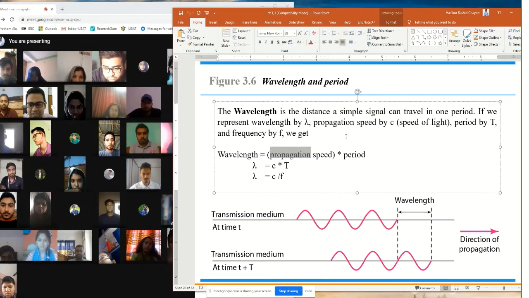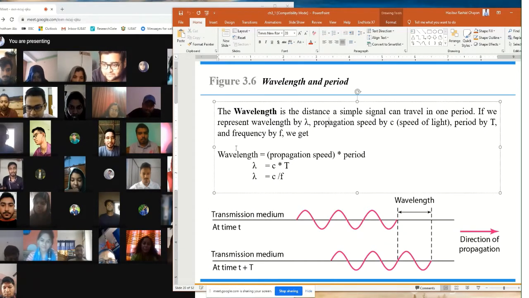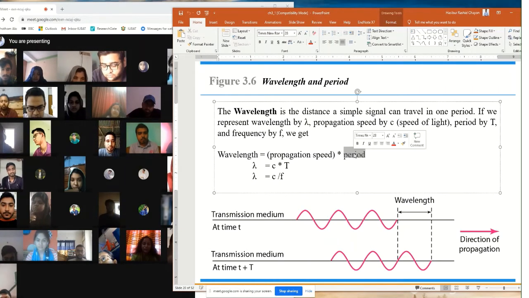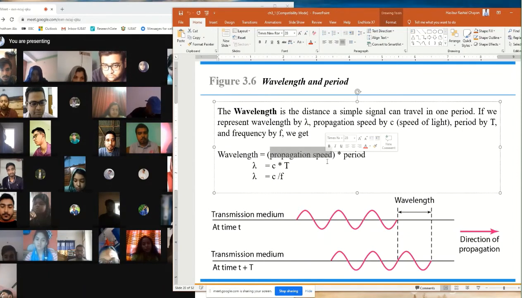Let's start. Okay, so the wavelength, we are discussing about the wavelength. I was saying that wavelength is equal to the propagation speed multiplied by period. We know what is period, we know what is wavelength, but the question is, what is the propagation speed?